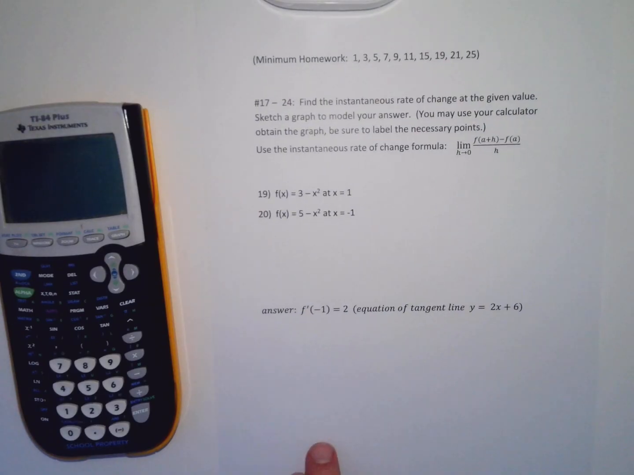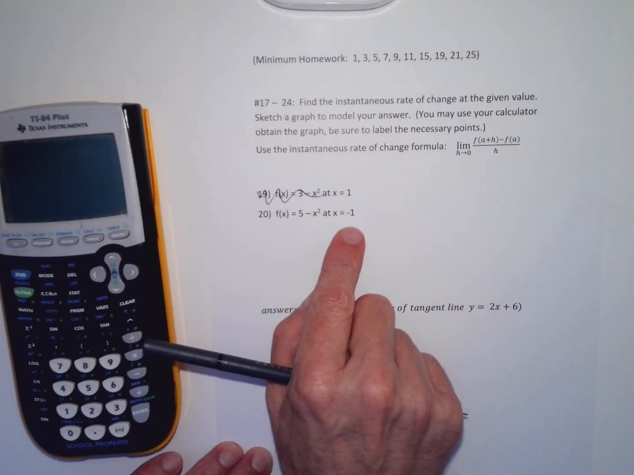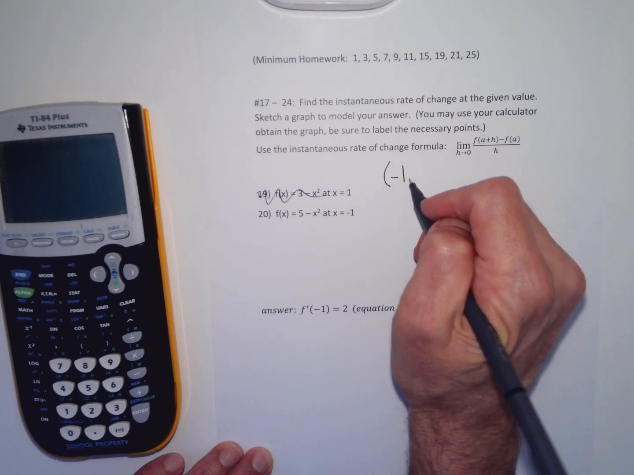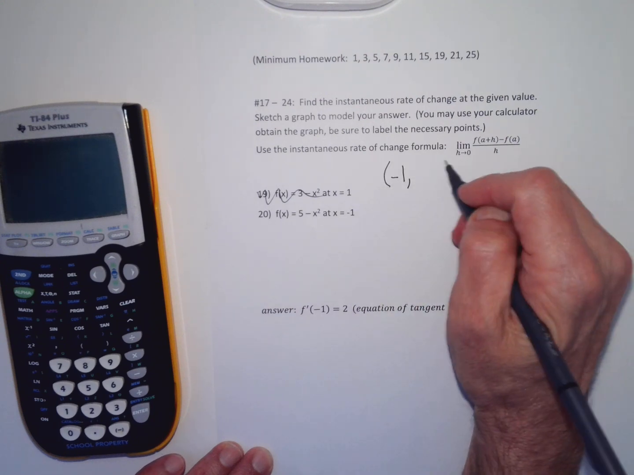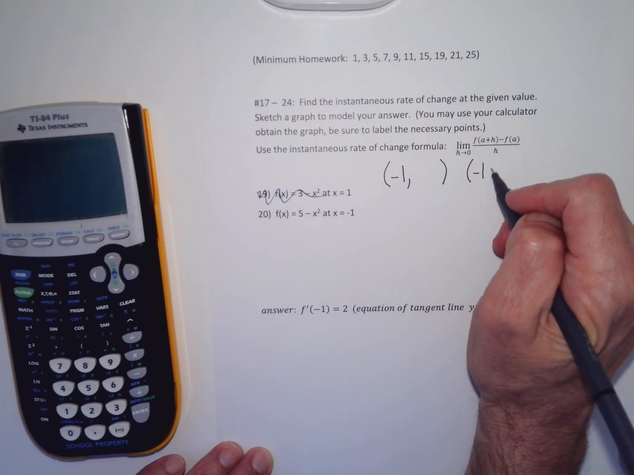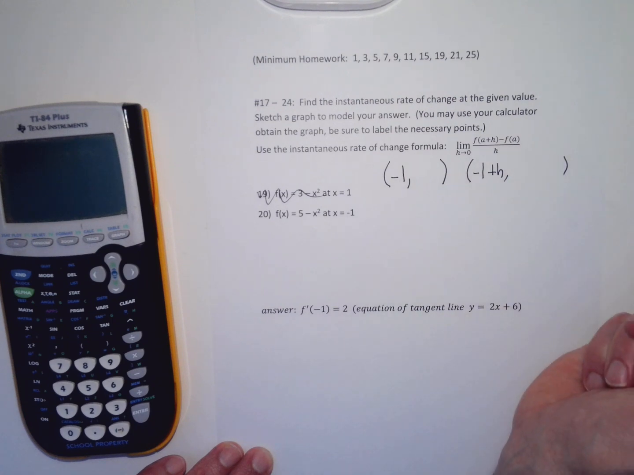Let's move on to 19. So in 19, same thing. I want to find the instantaneous rate of change for the function 5 minus x squared when x equals negative 1. How do I do that? I need 2 points. The first point has an x coordinate of negative 1. I'll figure out what its y coordinate is. The second point has an x coordinate of negative 1 plus h. I'll figure out what its y coordinate is.